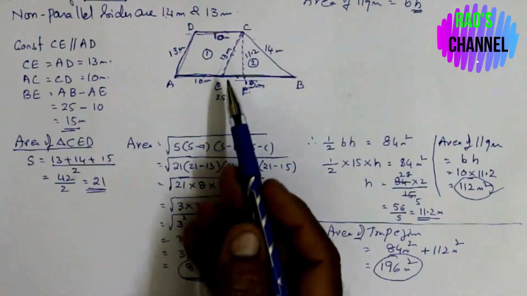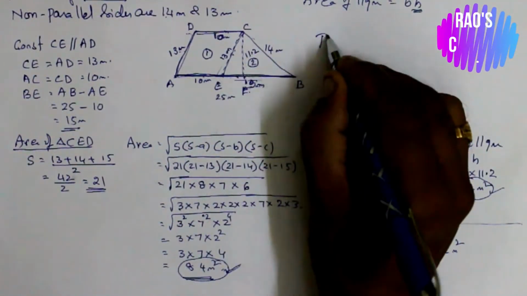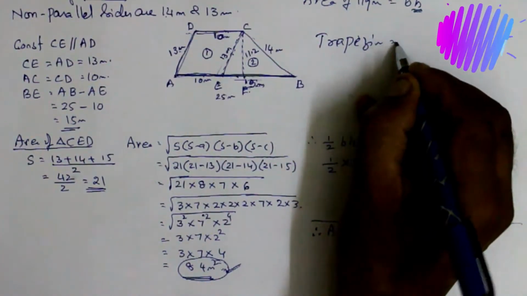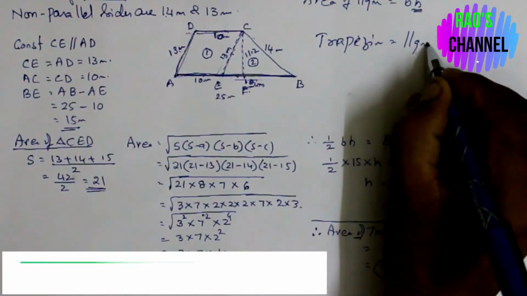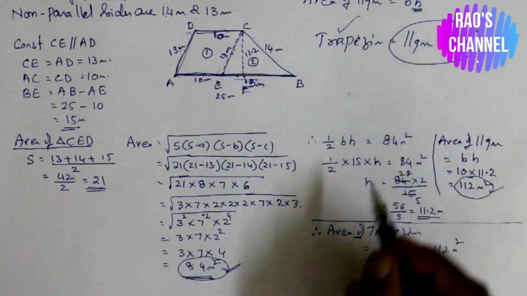Okay, we may not depend always on the diagonal of the quadrilateral. This is a different question. Trapezium question is different. In trapezium always you have to split the trapezium into a parallelogram and triangle. This combination gives the area of the trapezium always.